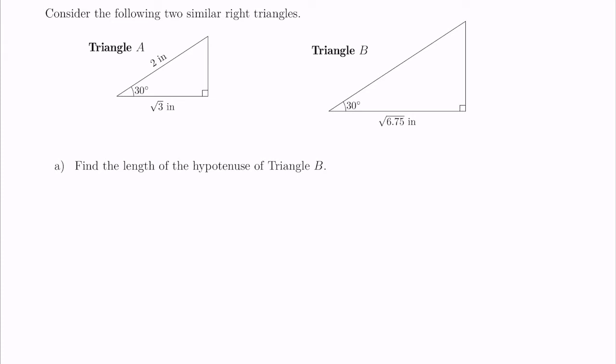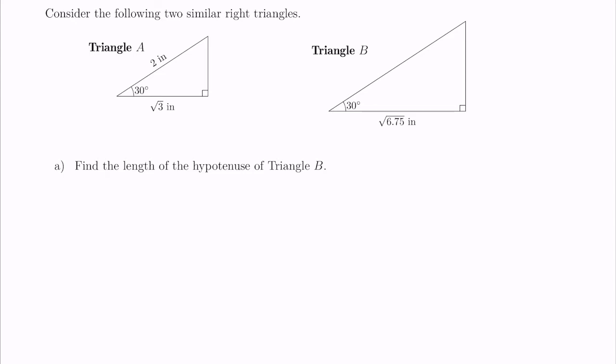In triangle B, we only know that the base is the square root of 6.75 inches long, that its lower left angle is 30 degrees, and that it also has a right angle. Before we start finding the lengths of the missing sides of these two different triangles, we're going to talk about what it means for two triangles to be similar.